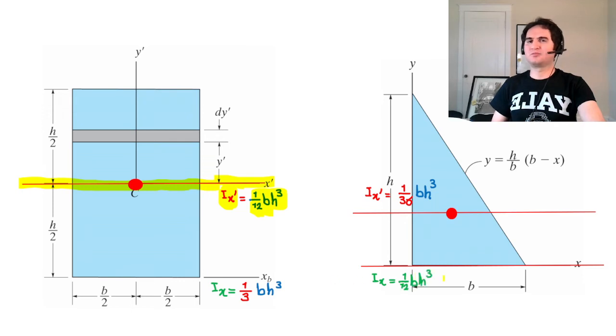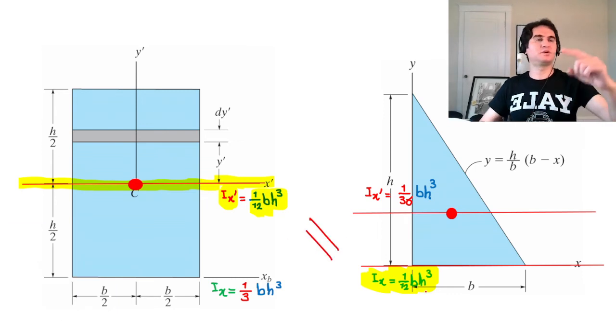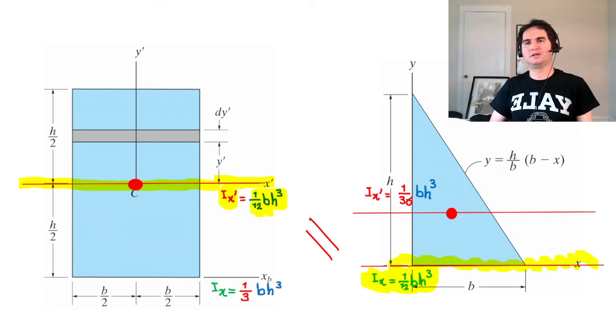Let's go by base. We get the I base for a triangle to be one twelfth. Do you remember, the two were equal to each other, but they were for different axes. The first one for the centroid, and the other one was for the base. So it's just the parallel axis theorem.